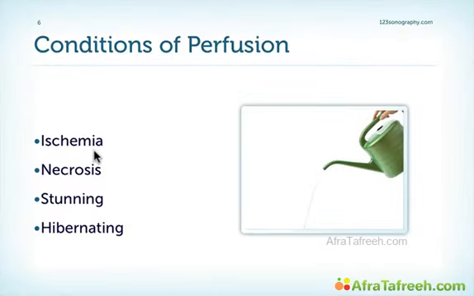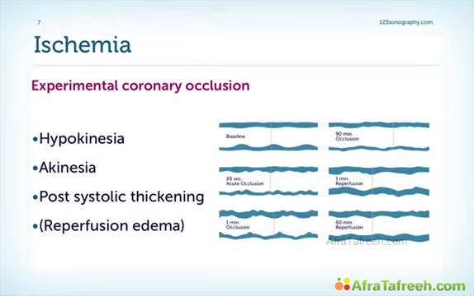But let me go back a step because we need to understand the different conditions of perfusion: ischemia, necrosis, stunning, and hibernation. What are they, and how can we study them with echocardiography? These M-mode tracings are reproduced from a study performed by Sutherland, where he studied what happens if you occlude an artery in an animal model.